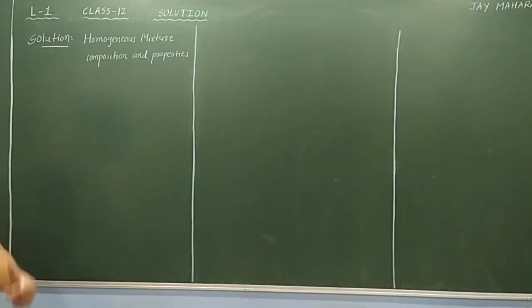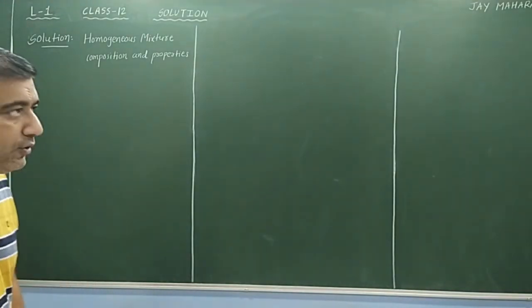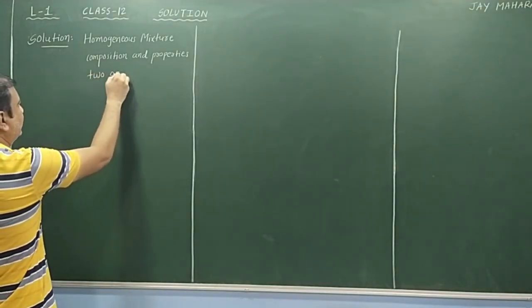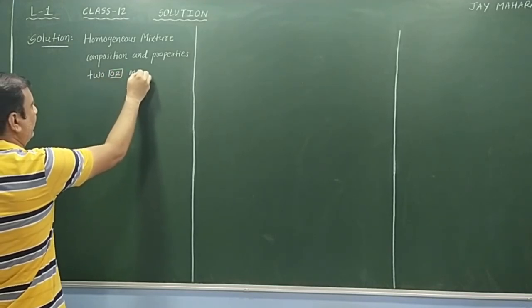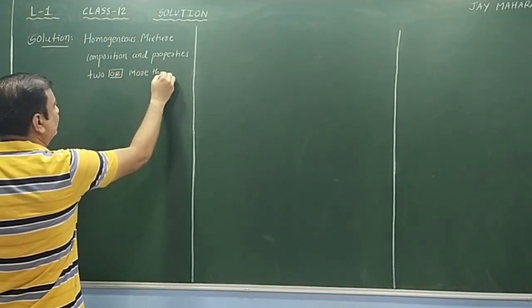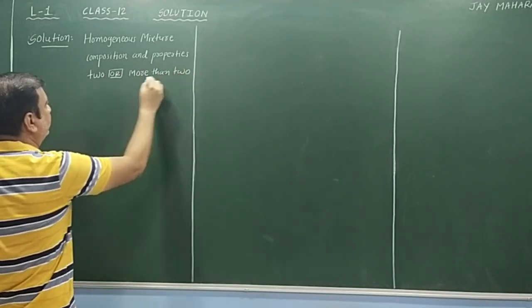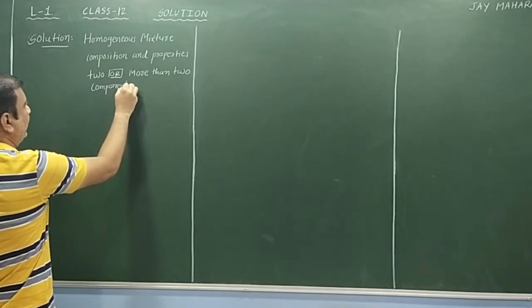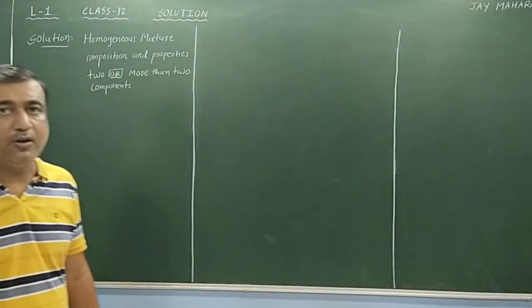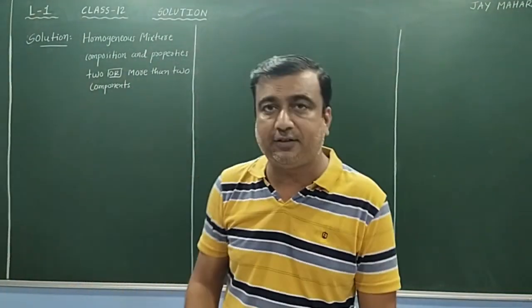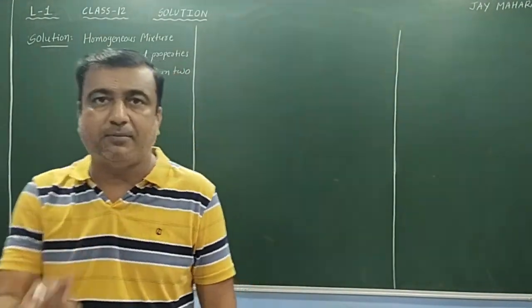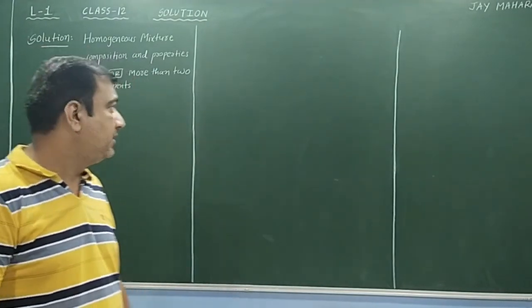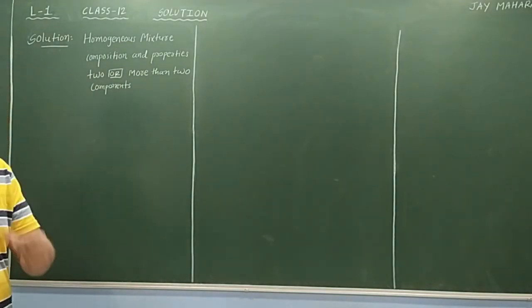Now, a mixture of what? Generally, two or more than two components. If the solution has two components, then it is known as a binary solution. Three components, then tertiary solution, four components, quaternary, and so on. In short, a minimum of two components is required.